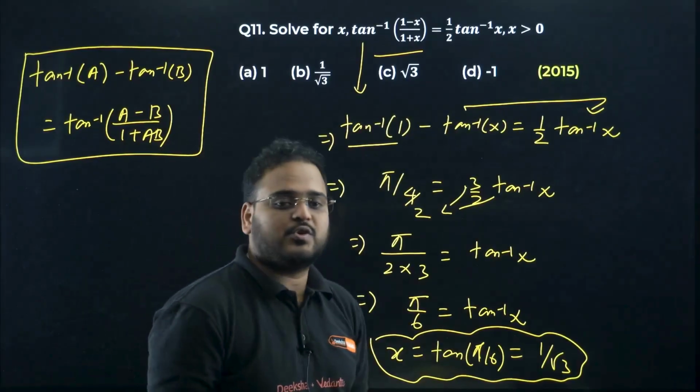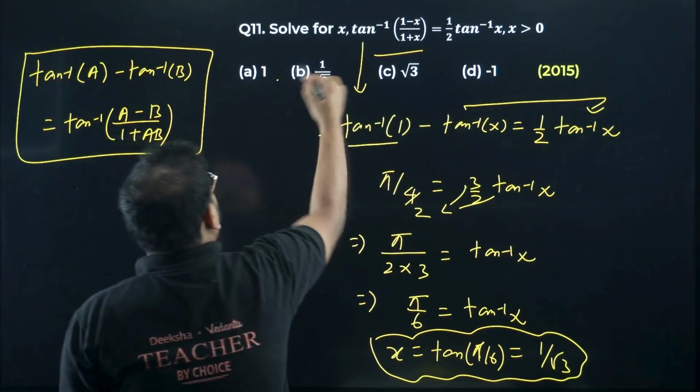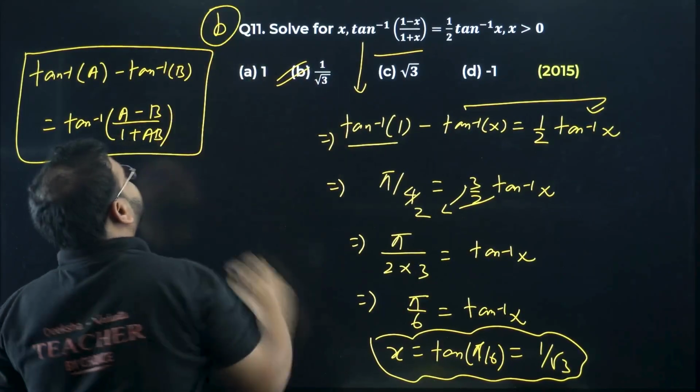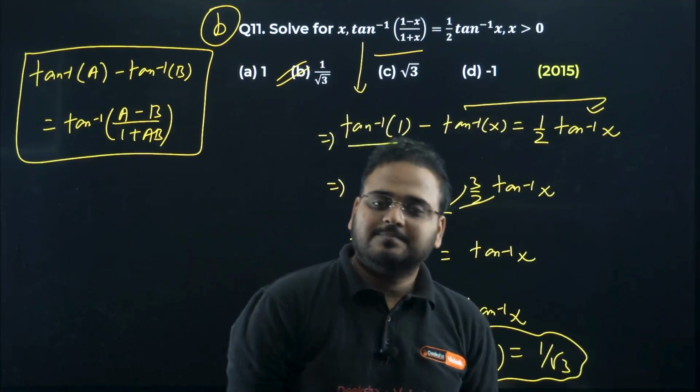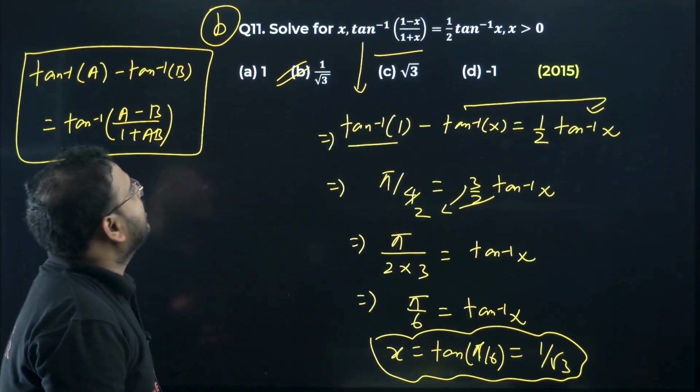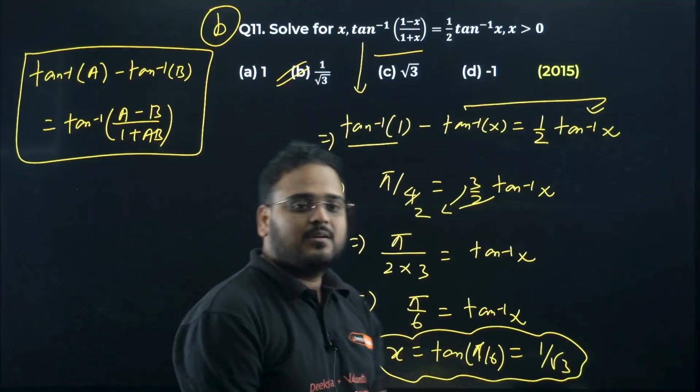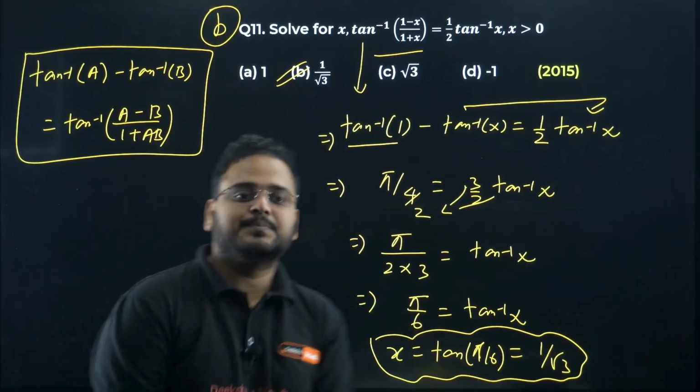1 by root 3 is your answer. Option B is correct. Fair enough, all of you? Done? Simple. Please check, 11th one, option B is correct. Can we move on to the next question?